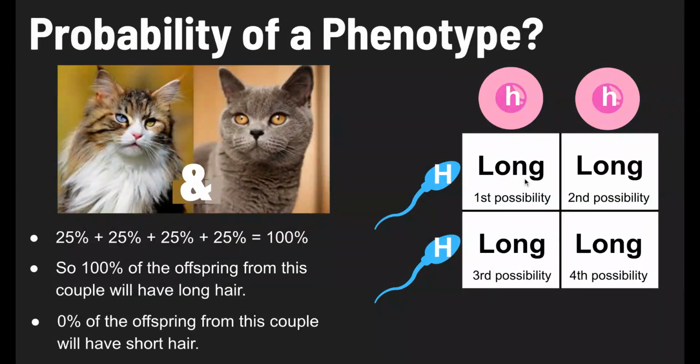Since there were no offspring that had little h's for short hair, then that means 0% of the offspring from this couple will have short hair. None of these boxes show an offspring with short hair. So there's a 0% chance that this couple will have an offspring with short hair.